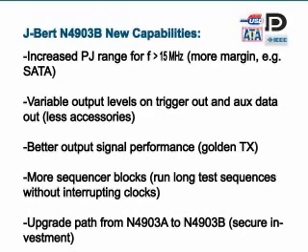The output signal performance is further improved, and our pattern sequencer has more blocks now, so this allows you to set up longer pattern sequences without interrupting any clock signals. And there is an upgrade path for customers who already own an N4903A to easily transition to the B. And now I would like to show you how we have implemented all these capabilities on the new J-BERT.